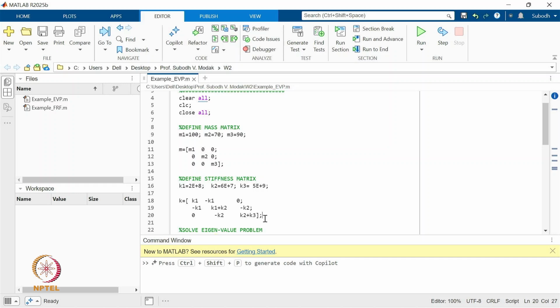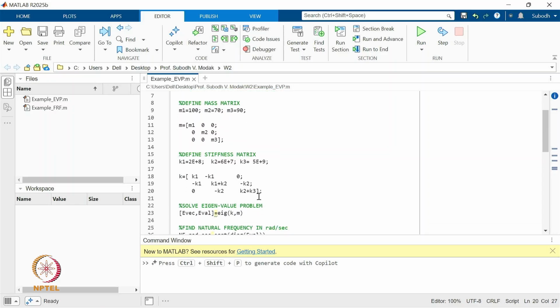Also you might know that the semicolon at the end of any MATLAB statement ensures that the output of that line, when it is executed, is not displayed at the command prompt. But if you do not have that semicolon, then the output of that statement would be displayed at the command prompt. So this can be used wherever we would like to see the output of any particular statement.